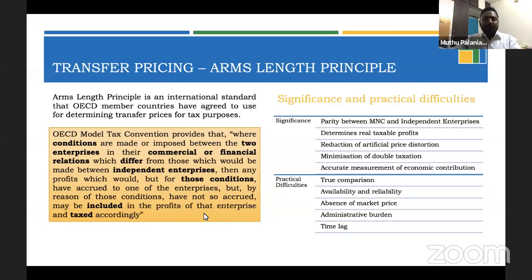This discount would not have been there. This credit period would not have been there. This lower interest rate would not have been there. So such conditions will not exist. So what if there is a price difference because of this condition? Then any profit which is arising because of this condition will be included in the profits of that enterprise and taxed accordingly. So whatever is beyond your arm's length price, whatever should have been your price had the condition not existed between those two enterprises, such price will be adjusted in your tax.